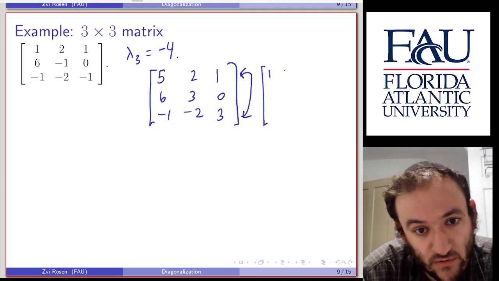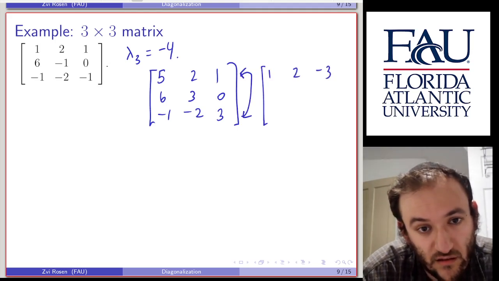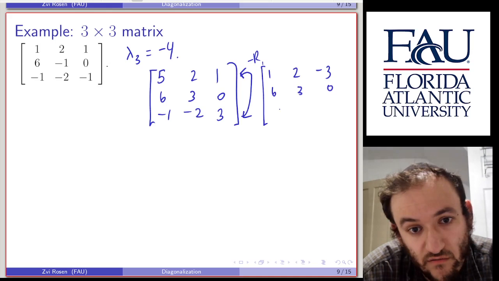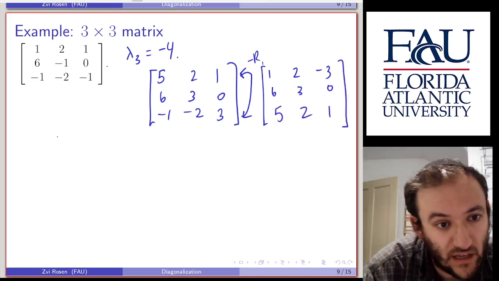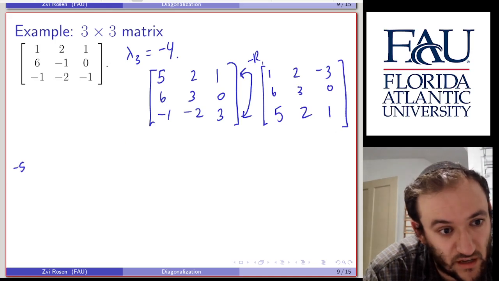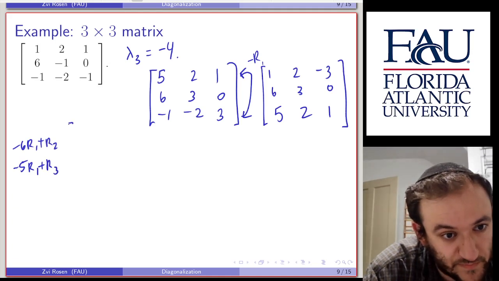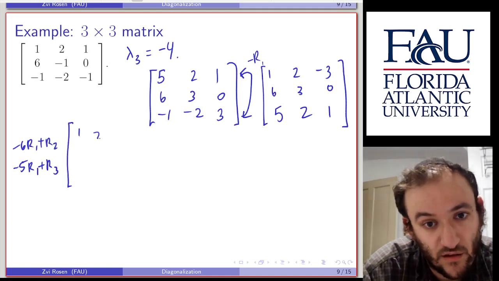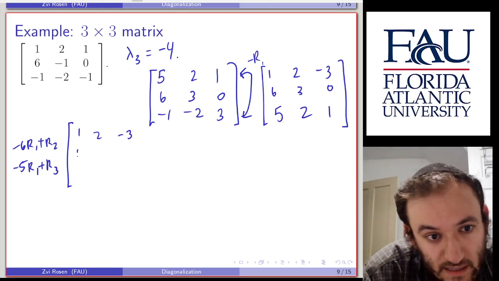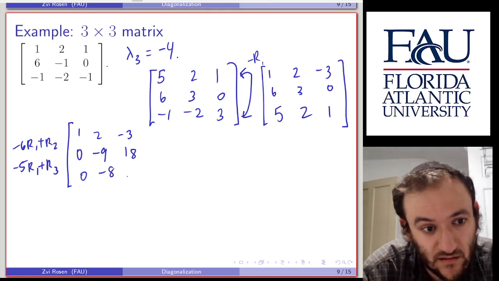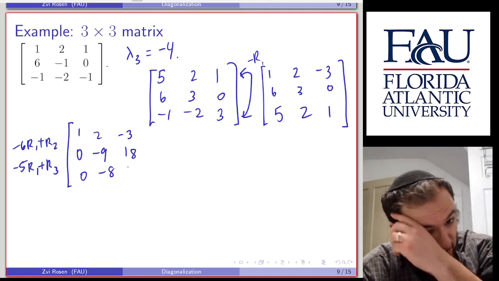Okay, so in this case, let's swap these two rows, and then we'll scale the top one by minus 1, so we'll get 1, 2, minus 3, 6, 3, 0, 5, 2, 1. Okay, and then we can take minus 5 row 1 plus row 3 and minus 6 row 1 plus row 2 to obtain 1, 2, minus 3, 0, minus 9, 18, and 0, minus 8, and positive 16.